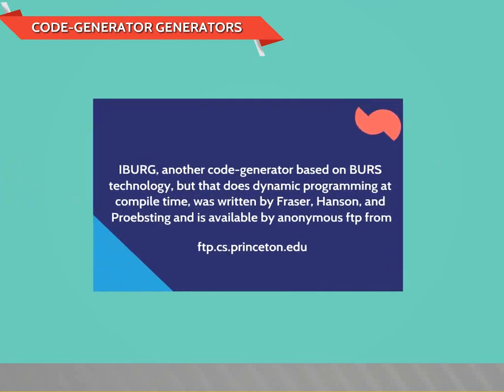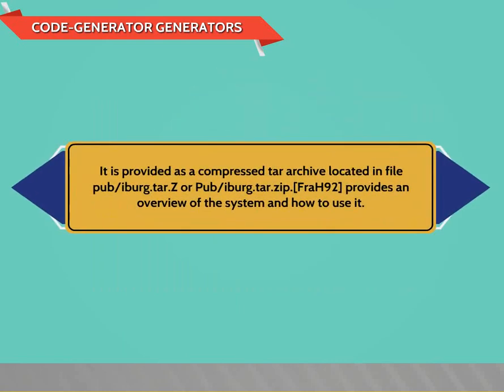IBURG is another code generator based on BURS technology, but it does dynamic programming at compile time. It was written by Fraser, Hanson, and Proebsting and is available by anonymous FTP from ftp.cs.princeton.edu. It is provided as a compressed tar archive located in file pub/iburg.tar.Z or pub/iburg.tar.zip, that is FHP92, which provides an overview of the system and how to use it.